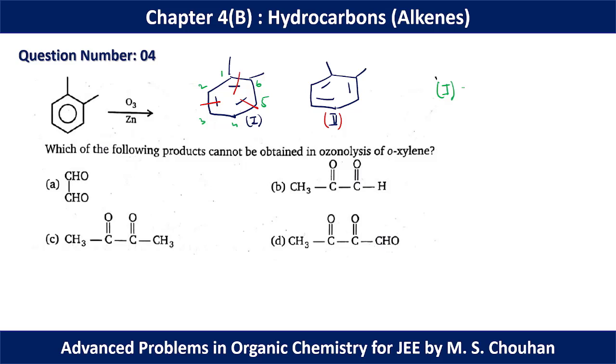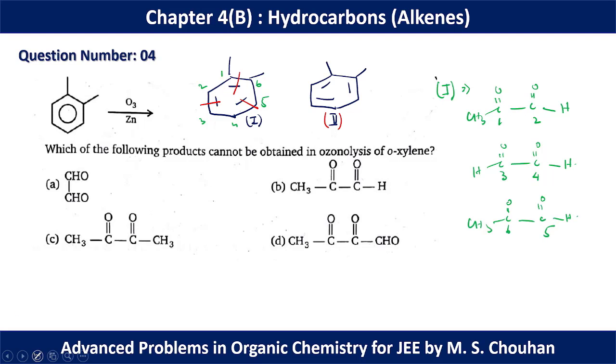So from structure 1 we will get this kind of situation from the 1 and 2 carbon. Then we can have this kind of situation from the 3 and 4 carbon, and again this kind of situation with the 6 and 5 carbon. So 1 2 3 4 5 6, these carbons can be involved in the reaction like this.